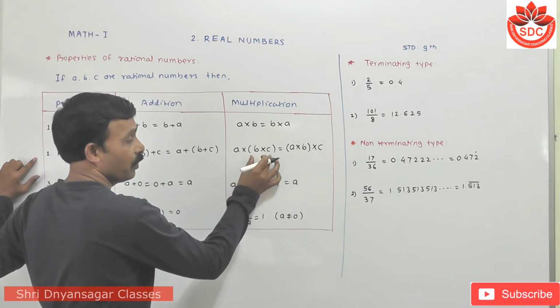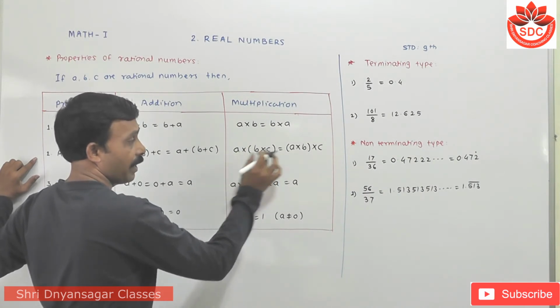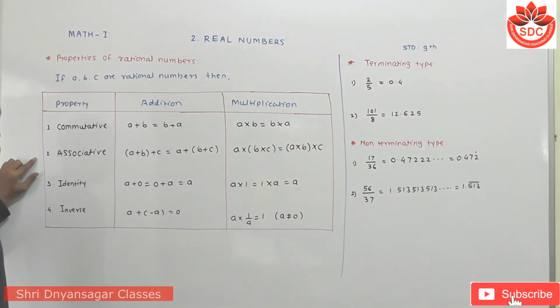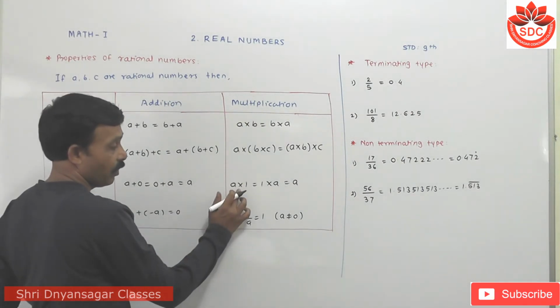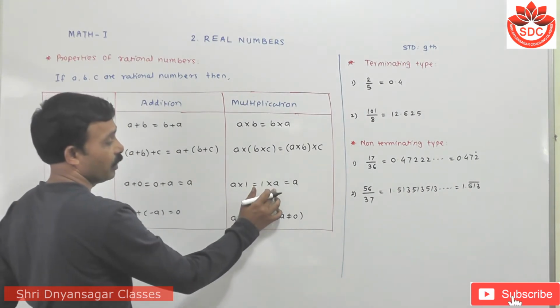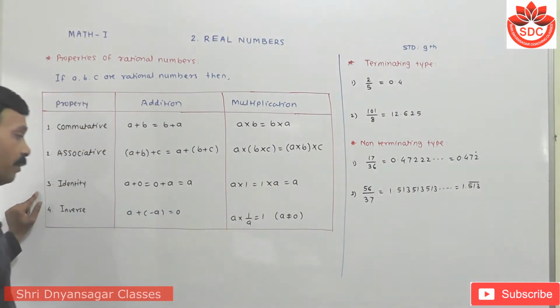Meaning, whether you multiply A by the bracket B into C, or multiply the bracket A into B by C, the answer will be the same. We can take any example of a rational number. Then identity: for multiplication, you have to multiply any rational number by 1. There is no change, 1 into A is equal to A.